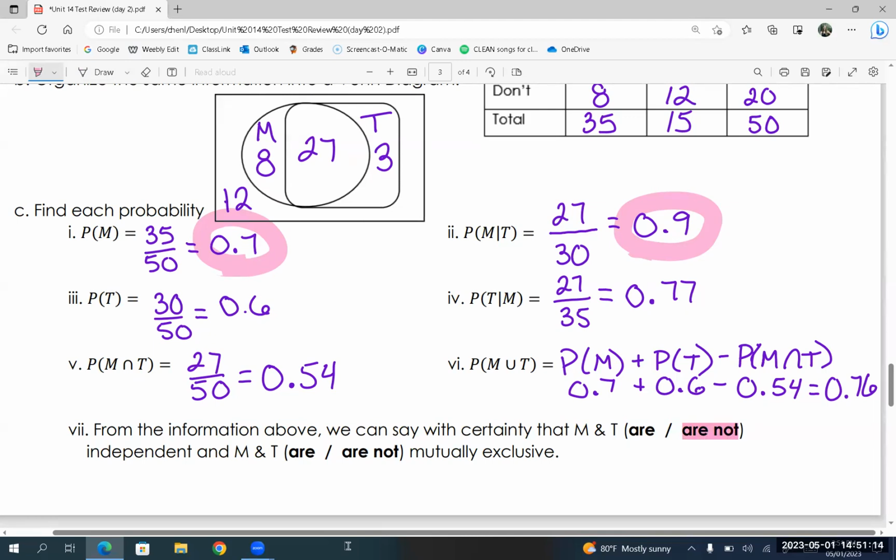We know they are also not mutually exclusive because the probability of M and T is not 0. Had that been 0, we would have known that they would be mutually exclusive. So that's where I looked to make those distinctions.